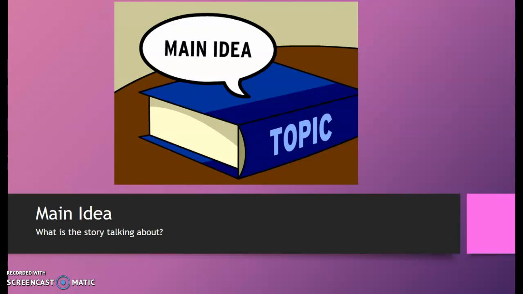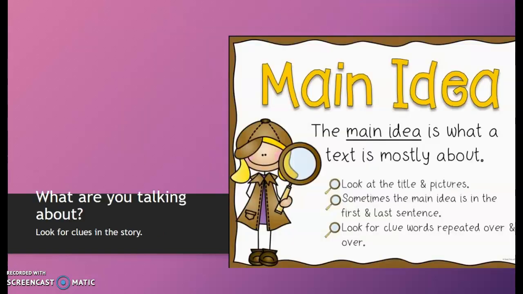Main idea. What is the story talking about? What's the topic? The main idea is what a text is mostly about. Look at the title and pictures. Sometimes the main idea is in the first and last sentence. Look for clue words repeated over and over.